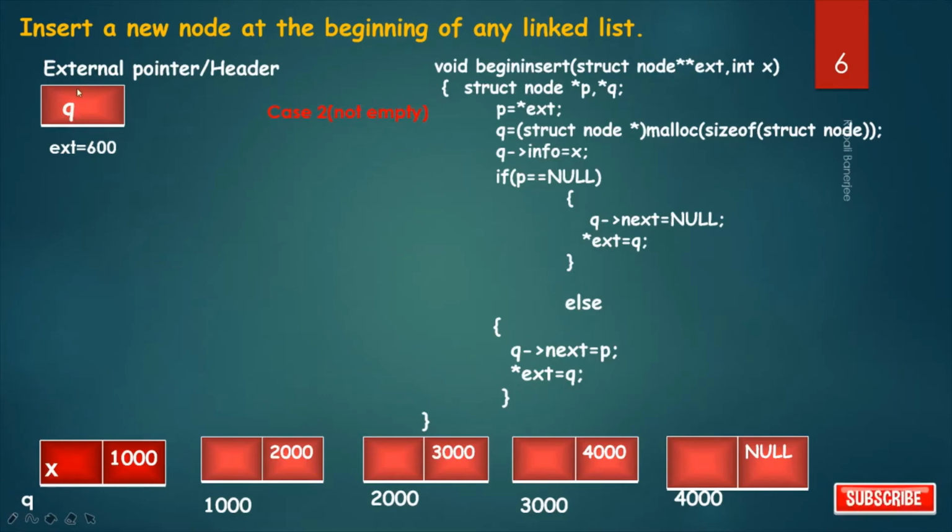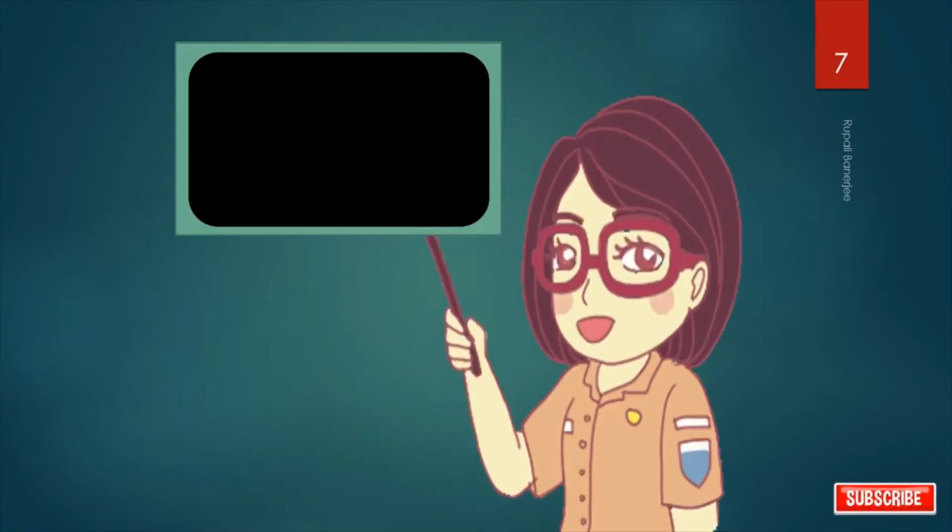that is star ext equals to Q. But remember this sequence. If you write this line first, means if you give star ext equals to Q first, then you can't get 1000. So first you have to write this line and then this line. Remember the sequence.